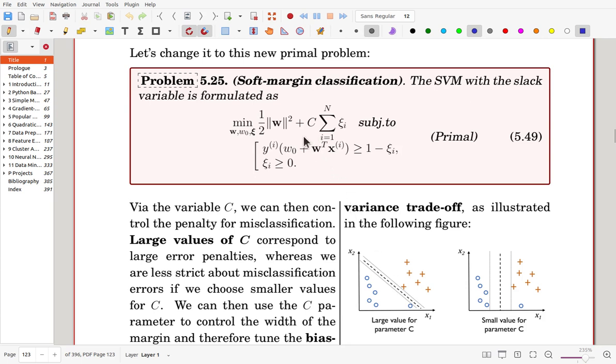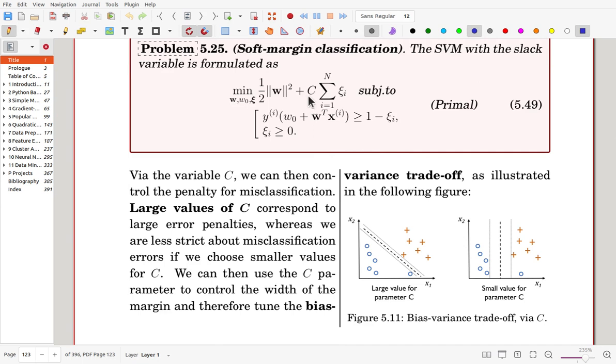And if you choose C small, then psi can be large, which means large relaxation, so that one of these points can be on the other side. This soft margin classification is making such a separating hyperplane, and one of them is misclassified. So in that way, by choosing the variable C, you can control the strength of the relaxation. By using C, you can tune the bias and variance, and eventually C is the parameter for the bias-variance trade-off.